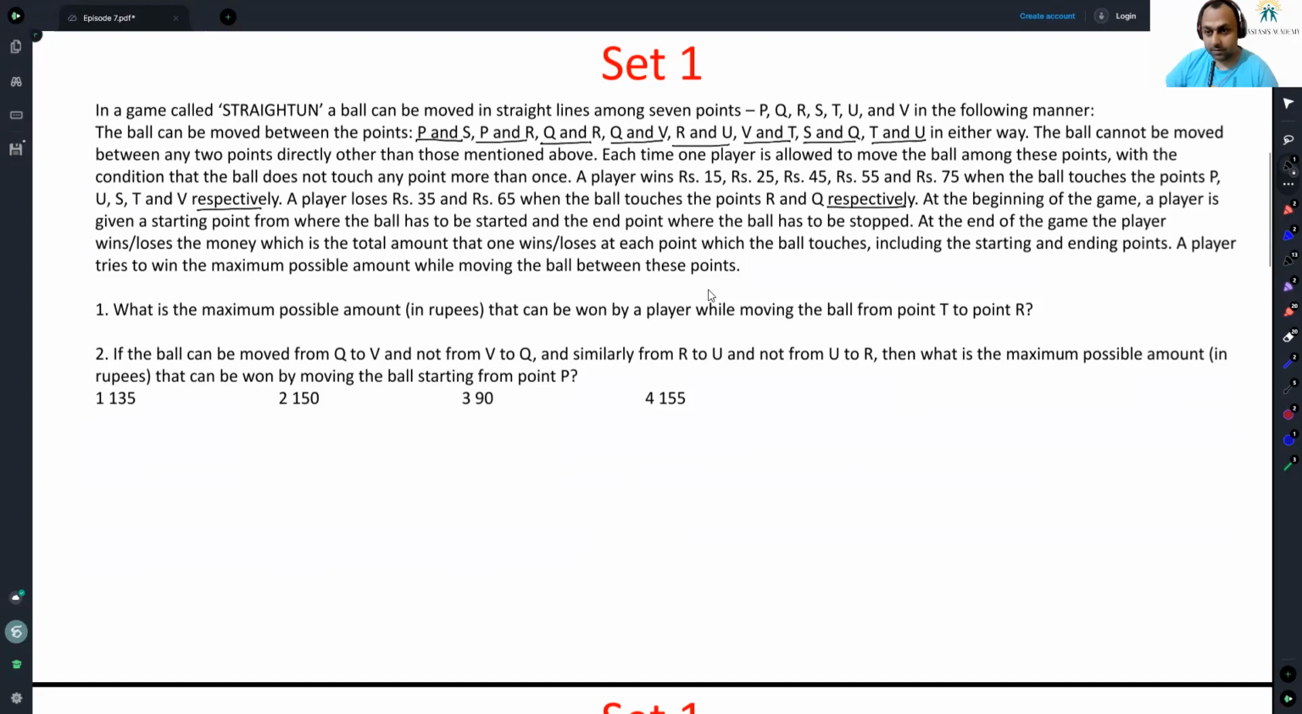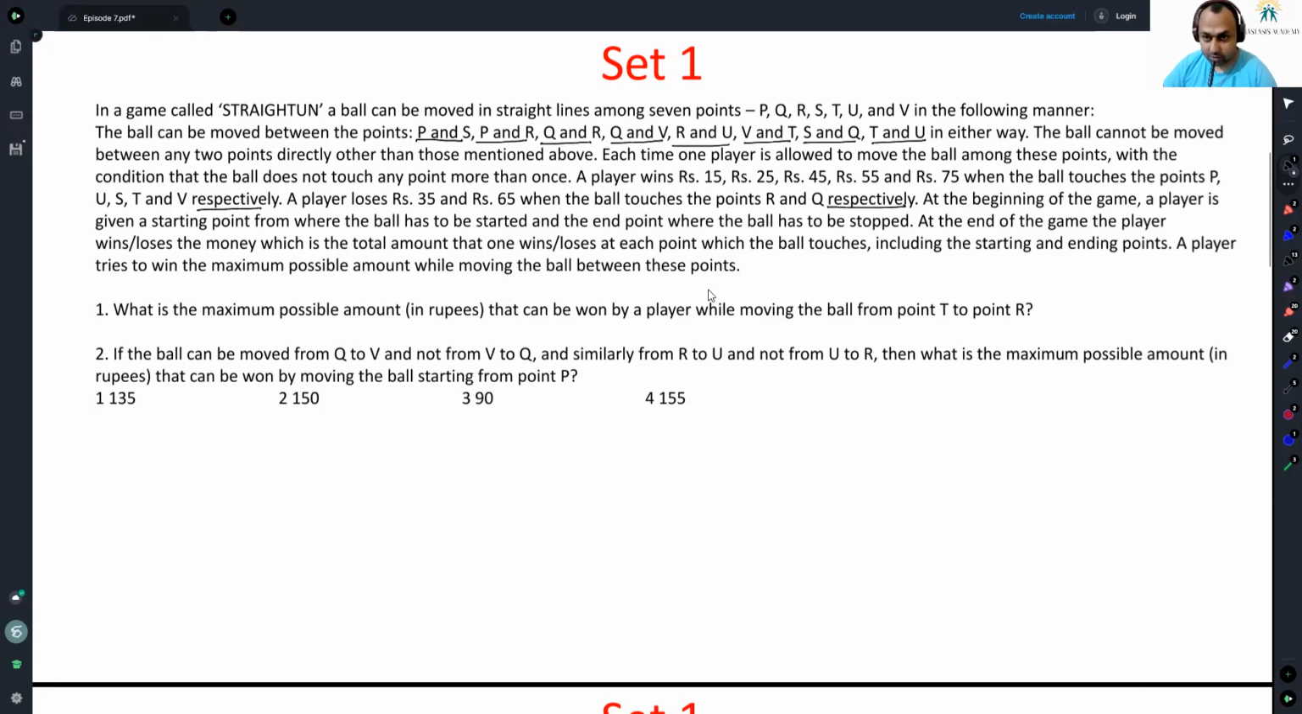At the beginning of the game, the player is given a starting point from where the ball has to be started, and an end point where the ball has to be stopped. At the end of the game, the player wins or loses the money, which is the total amount that one wins or loses at each point which the ball touches, including the starting and the end points. The player tries to win the maximum possible amount while moving the ball between these points.